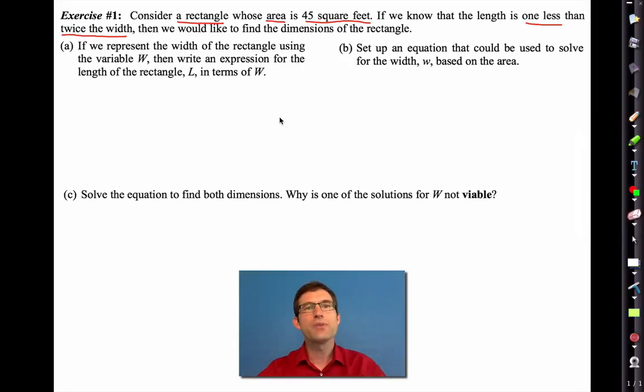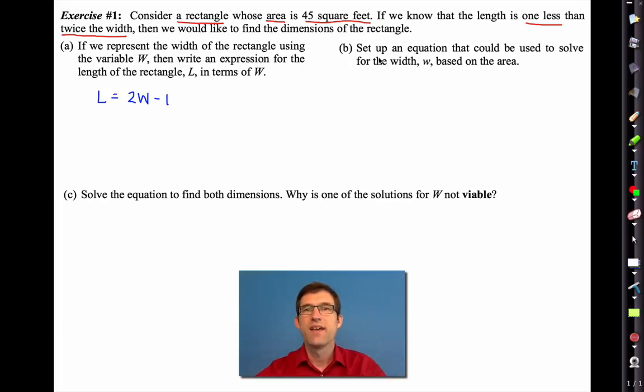Letter A, if we represent the width of the rectangle using the variable w, then write an expression for the length of the rectangle, L, in terms of w. So what is L? All right, pause the video now and use the fact that the length is 1 less than twice the width to write an expression for the length in terms of the width. All right, well this shouldn't be too hard, right? The length is 1 less than twice the width. Well, twice the width would be 2 times w, and then 1 less would be minus 1. So that's not so hard.